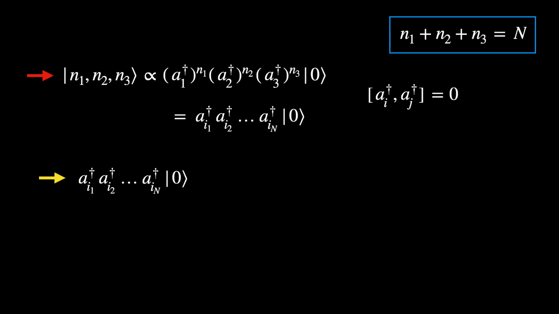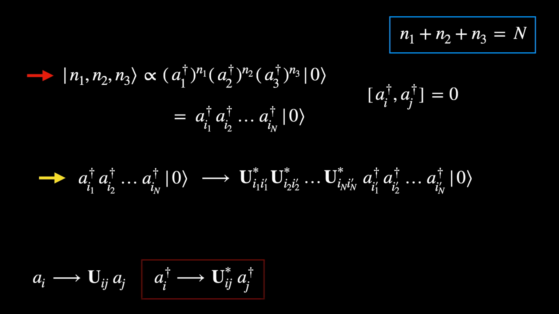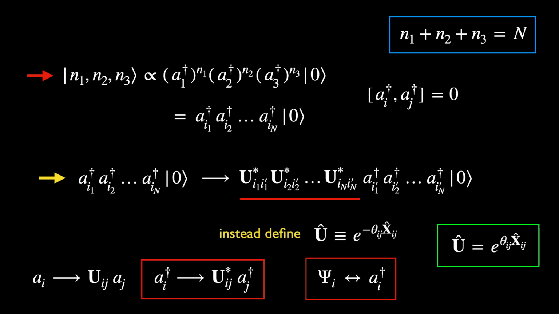Under unitary transformation, this becomes, due to how the A daggers transform. If we want to keep to the convention of field transformation earlier, these U stars should be used instead. To correct this, we can define U hat like this. But this is only a matter of convention, because whether we have U or U star, both are unitary matrices.